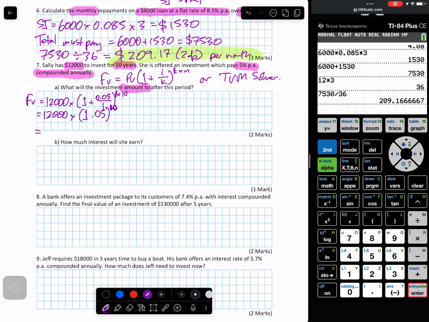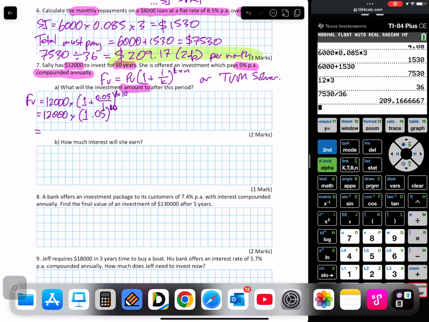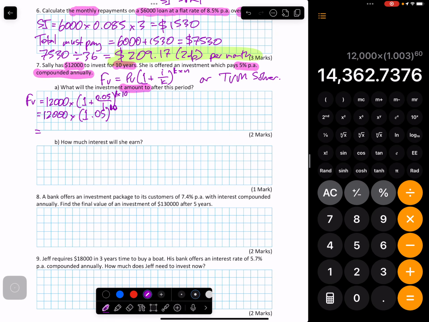Use the calculator for that. I'll demonstrate it with the Apple calculator. 12,000 times bracket 1.05 to the power of, the x to the power of y button, 10. That tells me $19,546.74 to 2 decimal points. That's that way.